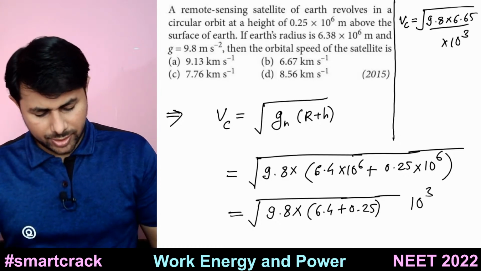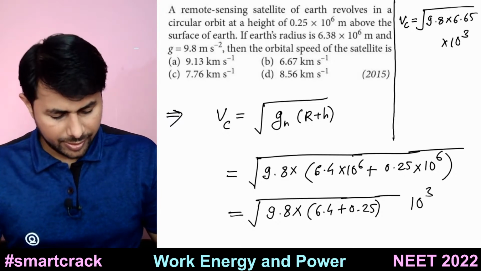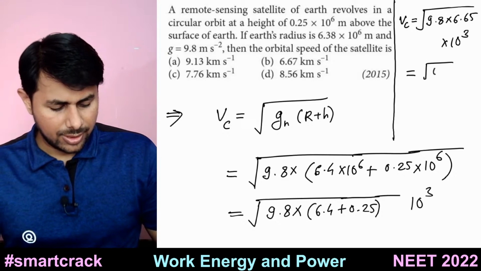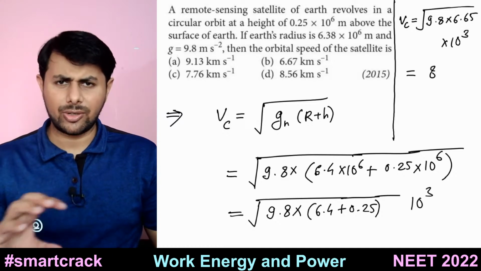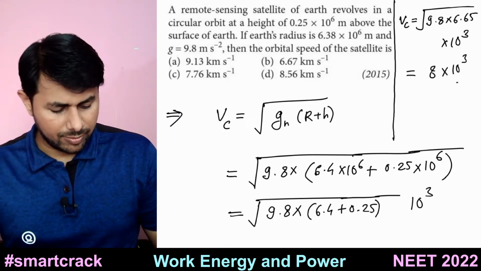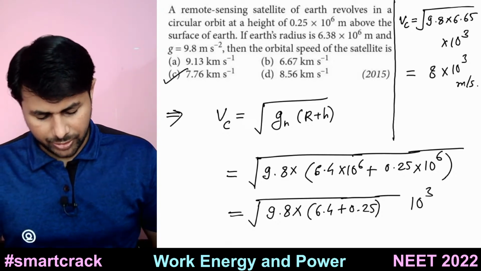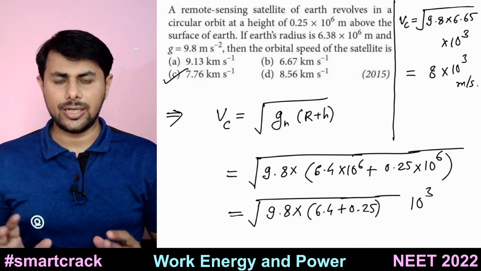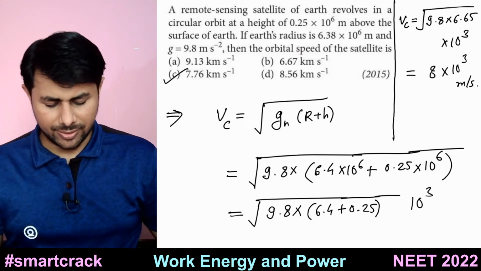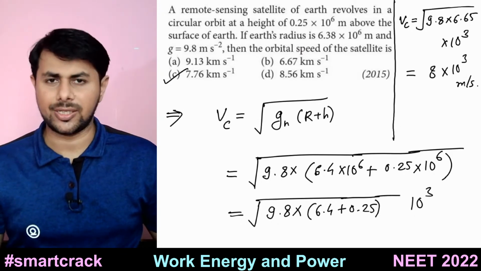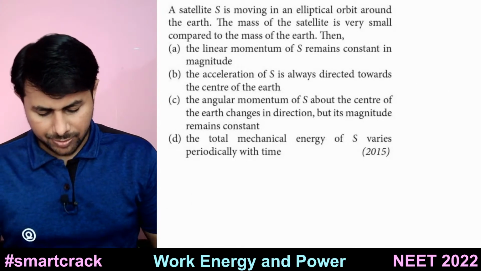So this will be close to, I guess, 64. And what is square root of 64? It's 8. Okay, it will be close to that. So 8 into 10 raised to 3 meters per second. The answer closest to 8 is 7.76. So option C should be the answer. Okay, we cannot do all the calculations, so the closest answer will be 7.76 kilometers per second. All right, so yes, this was very simple. Let's move on to the next one.